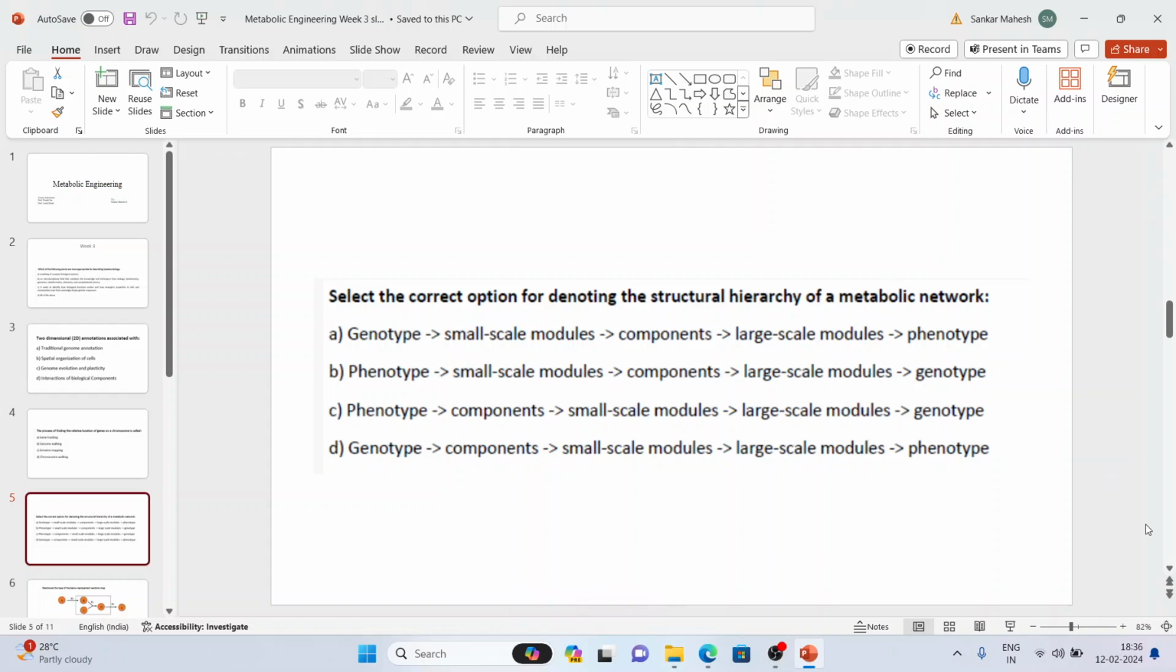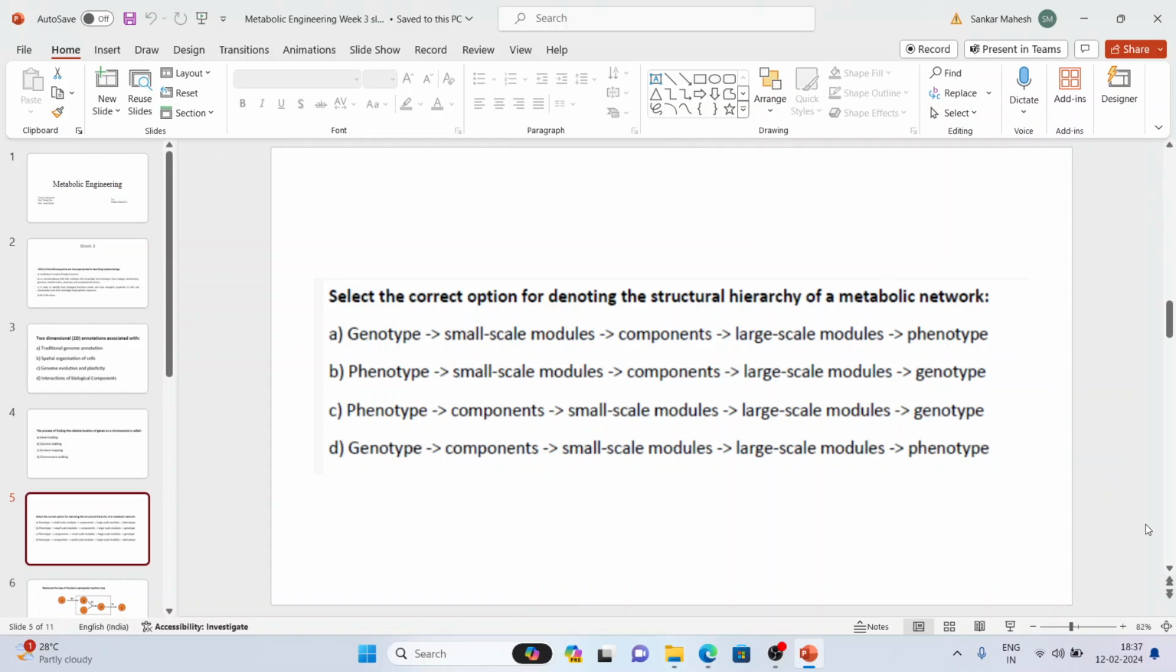First of all phenotype. B. I think B is the correct answer here. B is the correct answer. That's what you think. Okay, we'll discuss what metabolic networks are, and then we'll try to think if B is the right answer.